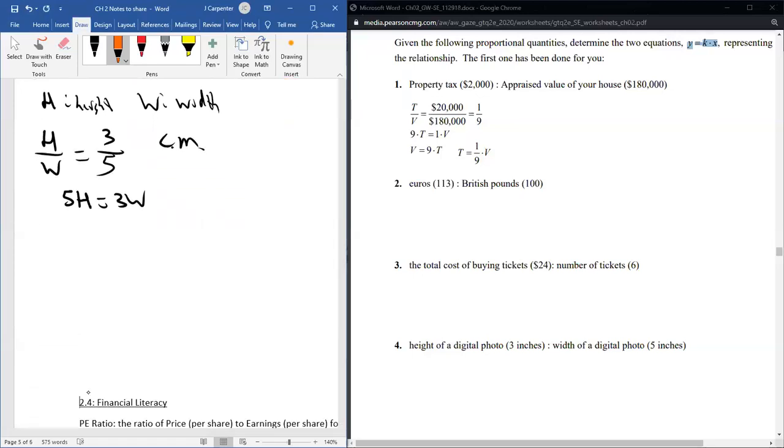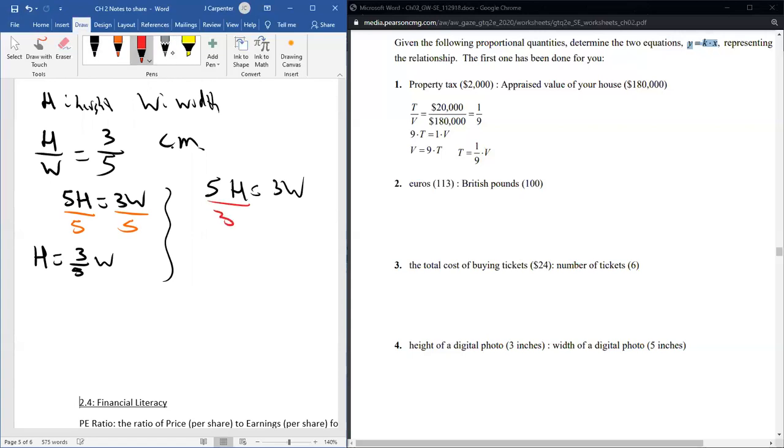If I want to solve for H, I divide by 5, which tells us H is equal to 3/5 W, or if I want to solve for W, I divide by 3. And I only, in the real world, only have to do one of these.